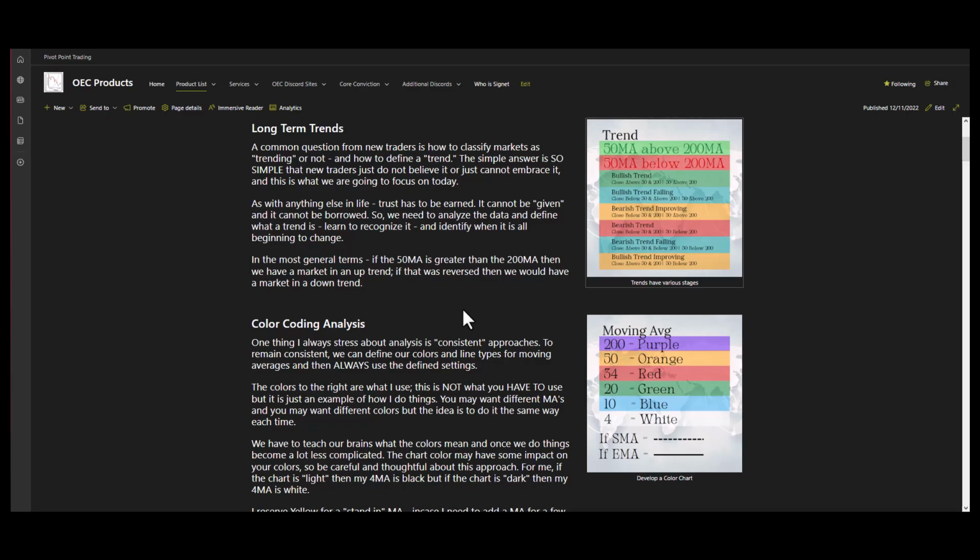And the color is a recognizable thing. Your brain will recognize those colors, especially once you train it. So then you'll recognize risk sooner. You'll be able to perform analysis faster. It's just a really great way to do business.